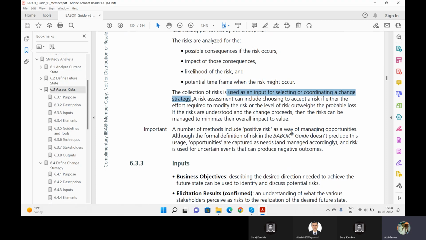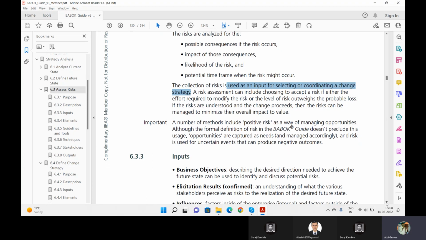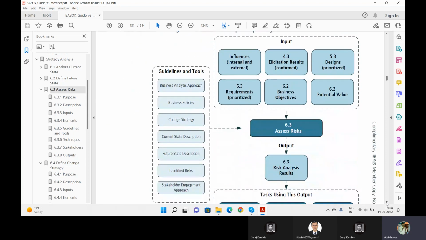So it means when we are defining the future state, risk assessment is very much important. What is the objective? What is the input for this? Let's come back to the screenshot. What is the input for assess risk?